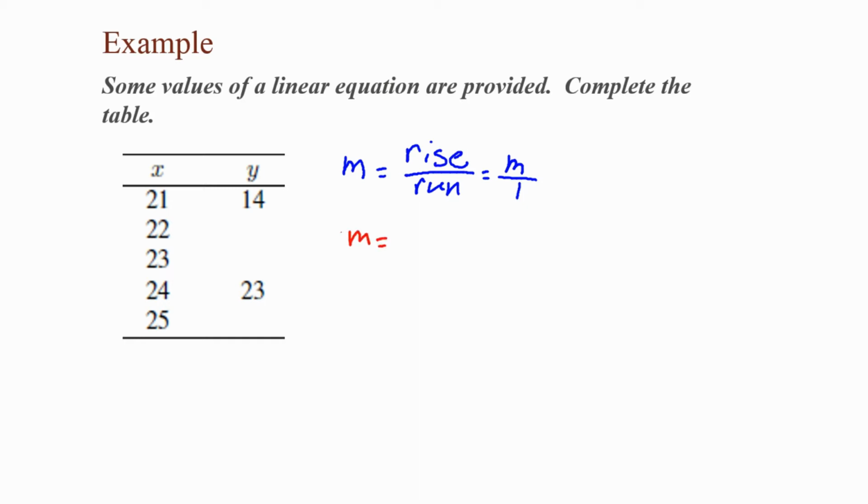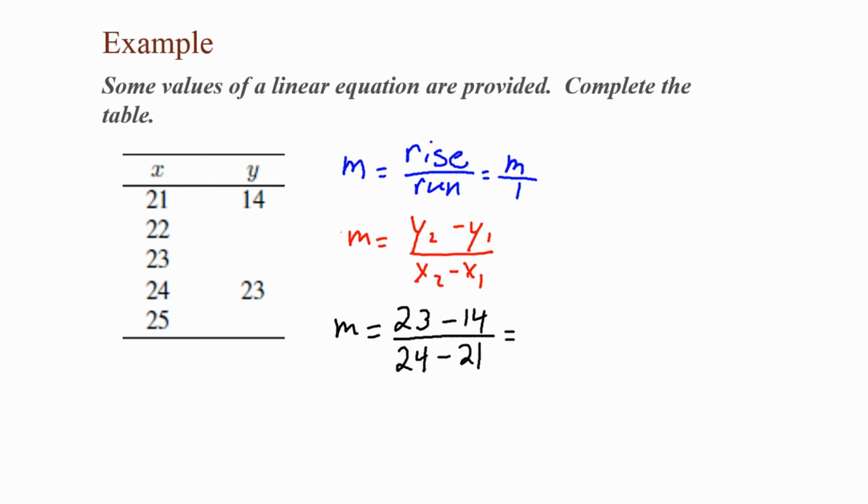Using our slope formula, m equals y2 minus y1 over x2 minus x1, we can find the change in y. For my y's, I'm going to have 23 minus 14, and then for the x, 24 minus 21. 23 minus 14 is 9, and then 24 minus 21 is 3, which reduces to 3 over 1, or just 3. For each change in x, y is going to increase by 3.